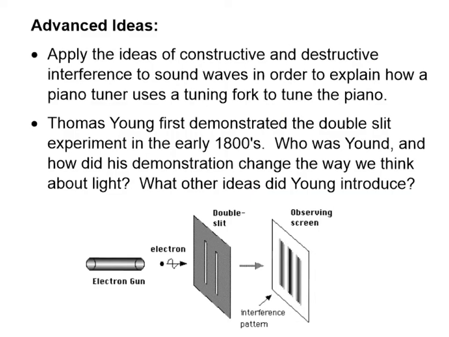Here are a couple of advanced ideas. Apply the ideas of constructive and destructive interference to sound waves and explain how a piano tuner uses a tuning fork to tune the piano. Or Thomas Young, he first demonstrated this double slit experiment in the 1800s. Who was Young? There's a typo there. And how did his demonstration change the way we think about light? What other ideas did Young introduce? Maybe you have some other questions or other ideas that you've come up with. I look forward to seeing what you come up with. We'll see you in class.